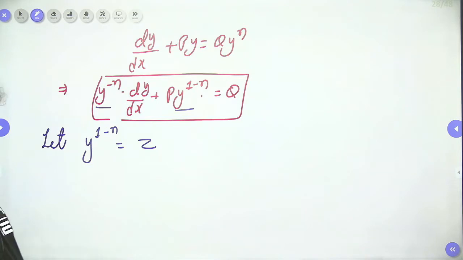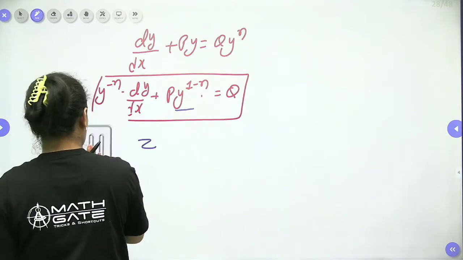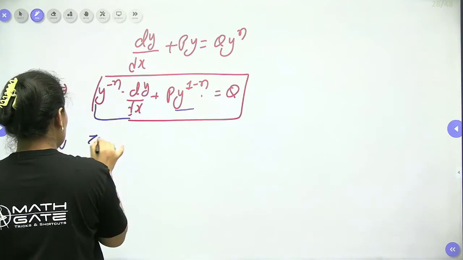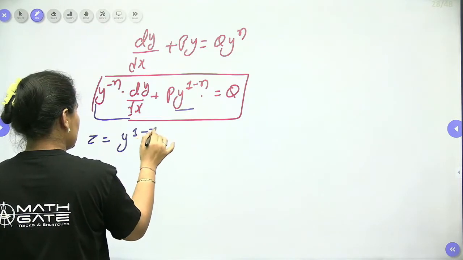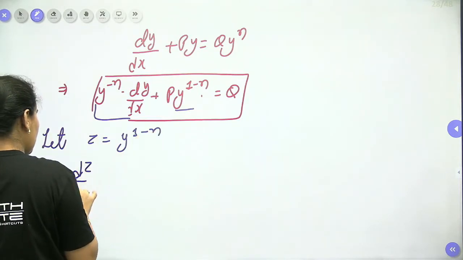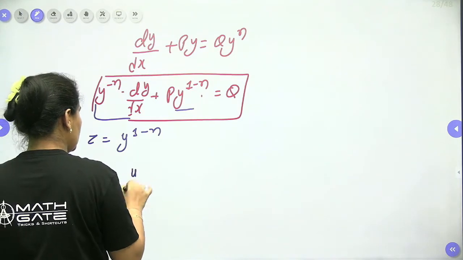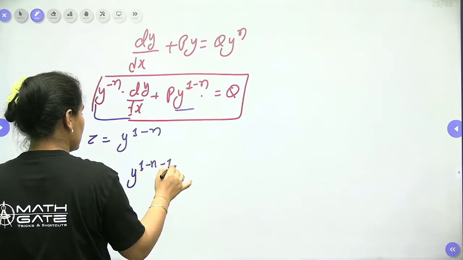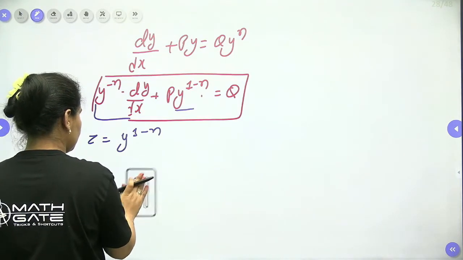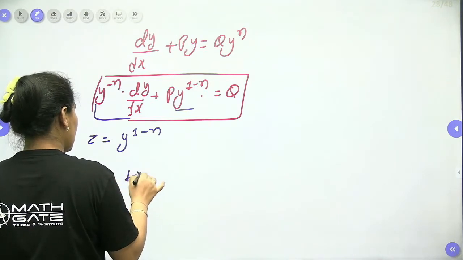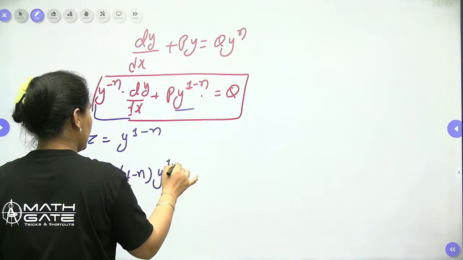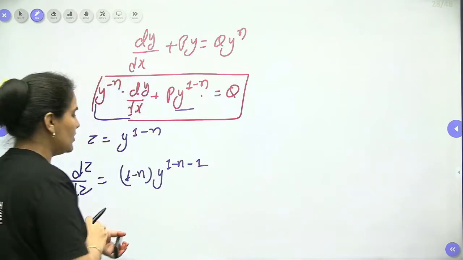So let's approach it. Let z is equals to y to the power 1 minus n. Let's find dz by dx. When we approach it, it will be 1 minus n into y to the power 1 minus n minus 1, right, as we know very well.